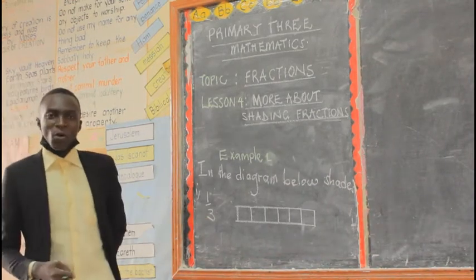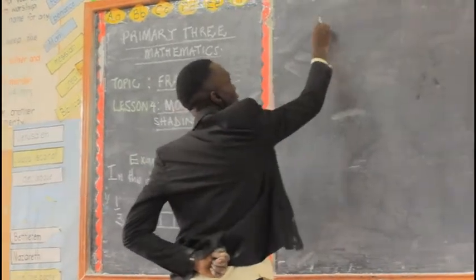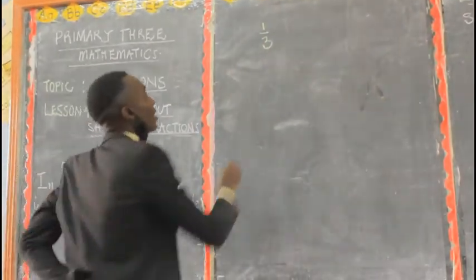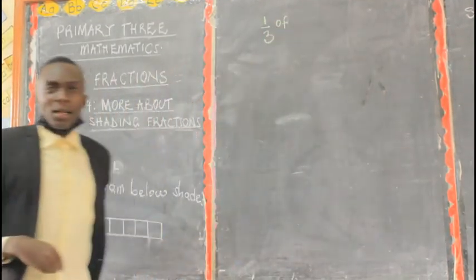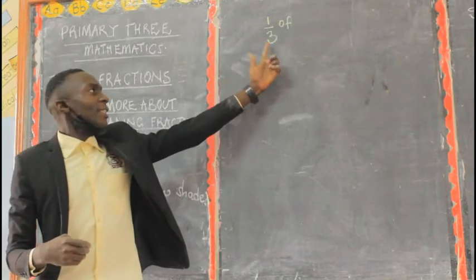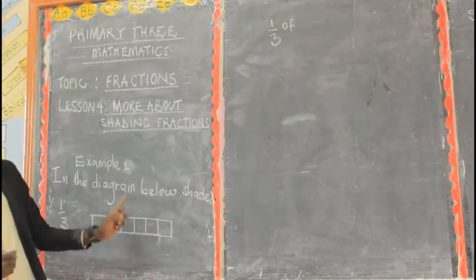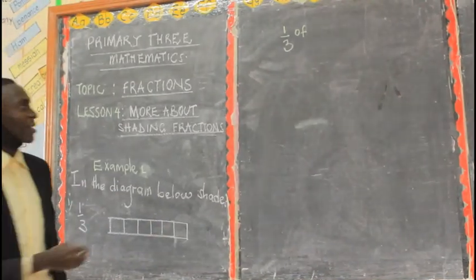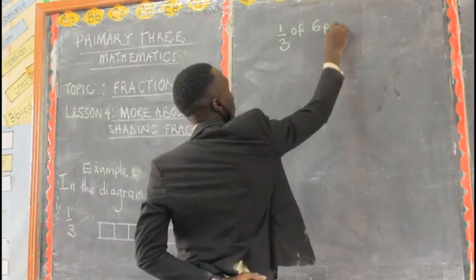What should we start with? We are going to shade 1 part out of 3 of how many parts? 1, 2, 3, 4, 5, 6. Of how many parts? Of 6 parts.